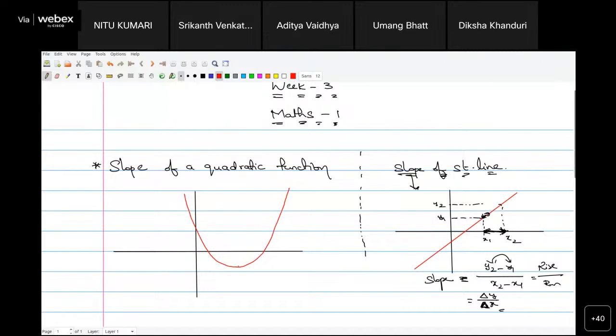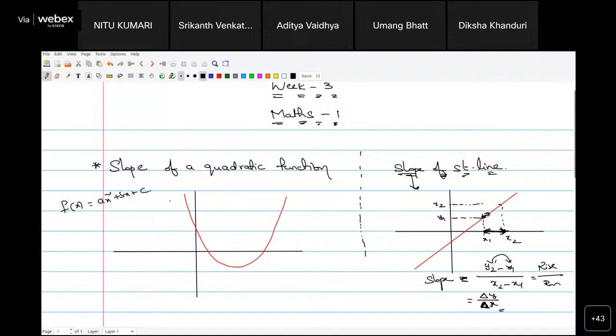Can a graph of a quadratic function be like this? Yes. So this is an upward parabola. When will it be an upward parabola? If I say f of x is ax square plus bx plus c, this is the quadratic function.